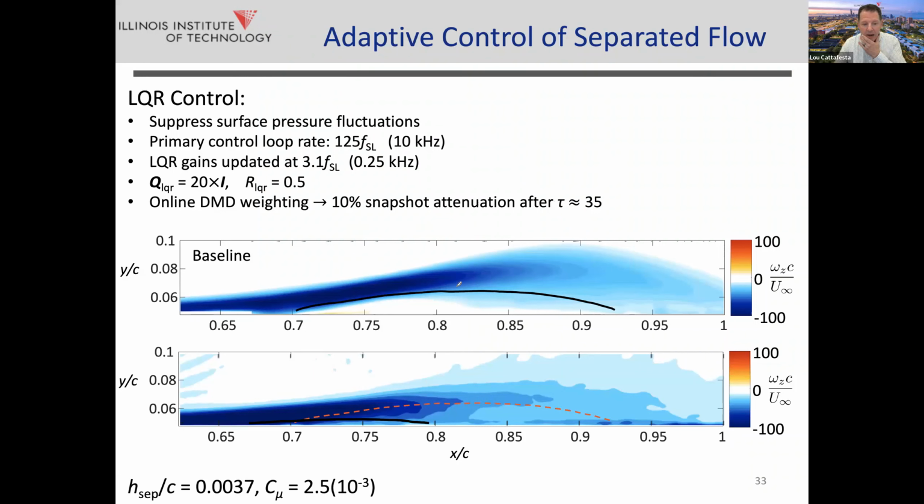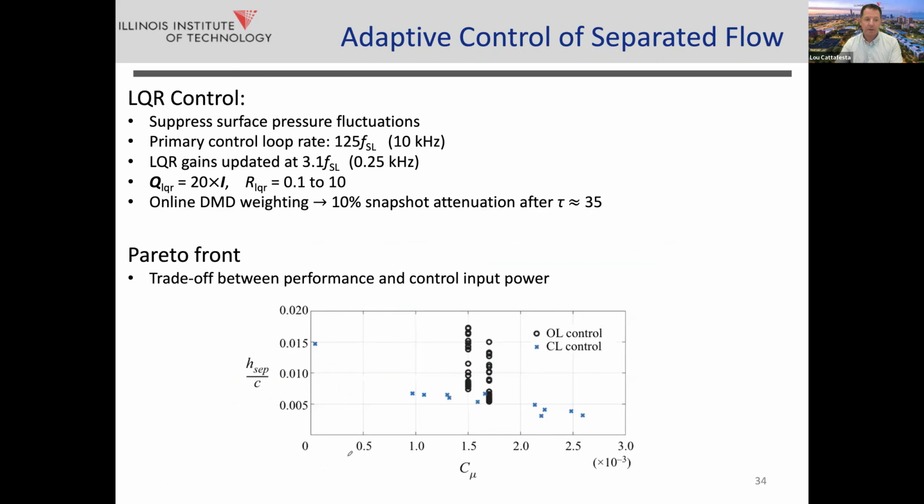So here's a baseline measurement where there's no control, and you can see the mean separation bubble shown here where we have vorticity plotted. And then when you institute the control, we get a significant reduction, not a total elimination, of the separation bubble height. And the C mu that we measure, using that embedded PIV system to measure the velocity in the vicinity of the actuator, tells us what C mu is. So you can see you get a significant reduction.